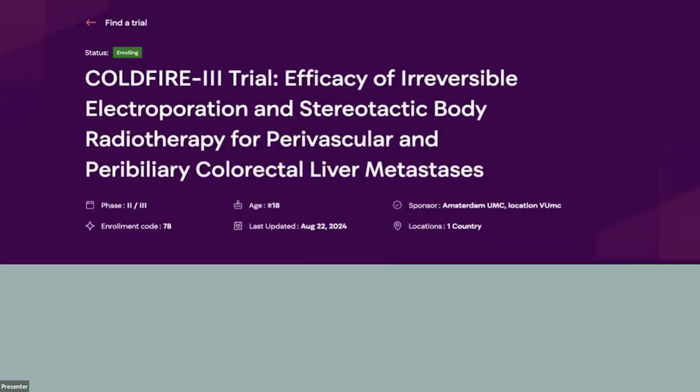And maybe if I have a little bit of time, we're currently running the COLDFIRE-3 trial, because I think that SBRT, radiation oncology, did not stand still as well. There's a lot of people advocating for that as well. So we're now making a direct comparison for tumors, similar indications, eligible for both SBRT and IRE, and we're comparing that. But we have now 7 patients in the trial, so it will take a couple of years before we have the answer.